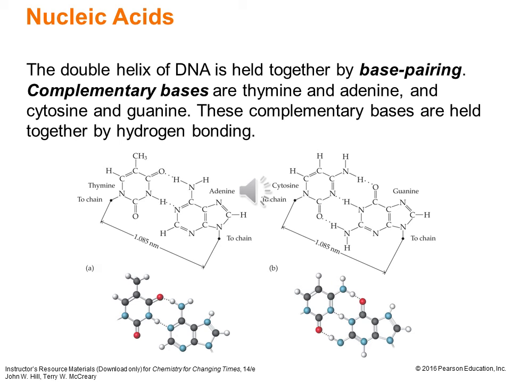Cytosine-guanine has 3 hydrogen bonds, and that's important if you're trying to disrupt the DNA. That's going to require a little more energy to disrupt those CG interactions because of the 3 hydrogen bonds as opposed to just the 2 hydrogen bonds in an AT interaction.